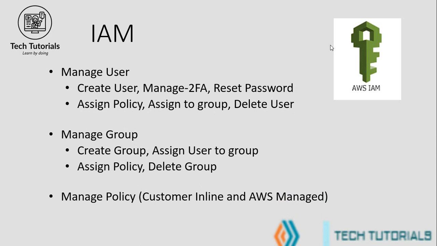Policy is a set of rules that are used to define which services a user or group can access and what actions they can perform on those services. Policy can be customer inline or AWS managed. AWS managed policies are a set of policies that are defined by AWS, and customer inline policy is a policy defined by the customer, or us. The next is role.